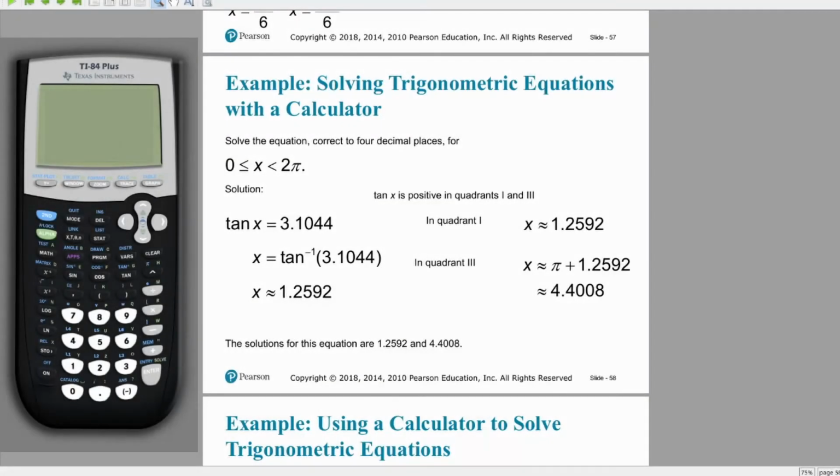So when it comes to solving trig equations in the calculator, there's really nothing special or different here. We're still talking in terms of our main functions and their inverses. It's just a different context. We're making some different numbers.